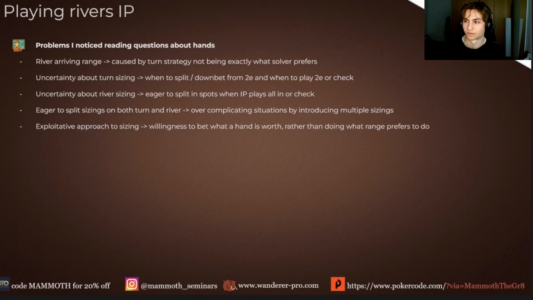The problem that I see, a big one, is the last point here that I have. The way you want to split is basically you are betting specific holdings, and you want to bet them as big as they're worth. Say on King 10-8, you want to bet Jacks half pot, and the rest is going to go 2E or check. So now you complicated the turn situation for yourself because you added one more sizing, one sizing that the solver doesn't like. But you're doing this with very specific hands.